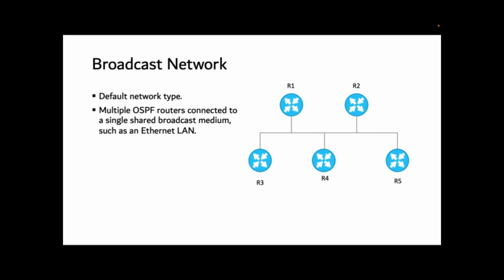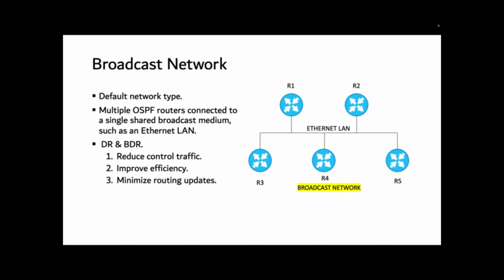The broadcast network type is the default network type for an OSPF enabled Ethernet interface. The OSPF broadcast network type is used on networks with multiple OSPF routers connected to a single shared broadcast medium, such as an Ethernet LAN. They are used when all the routers in a network need to be able to communicate with each other. In a broadcast network, OSPF routers need to elect a DR and BDR to reduce control traffic, improve efficiency, and minimize routing updates.